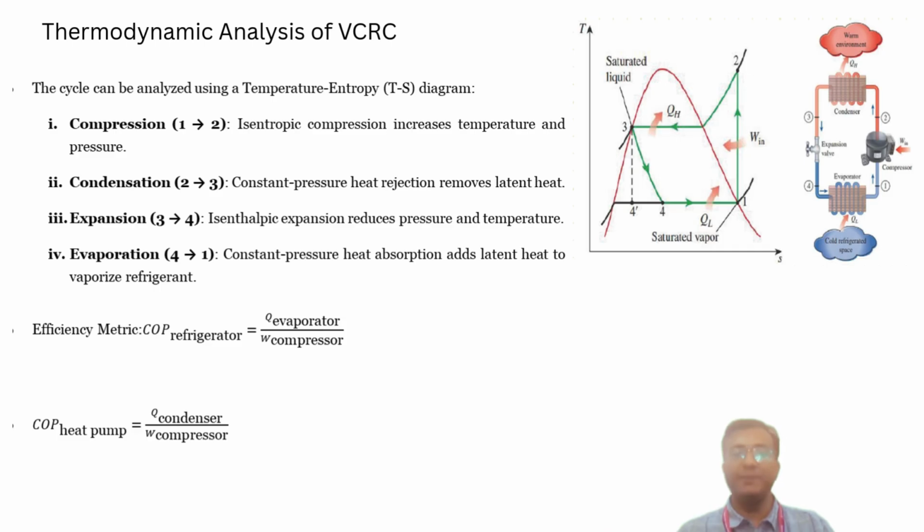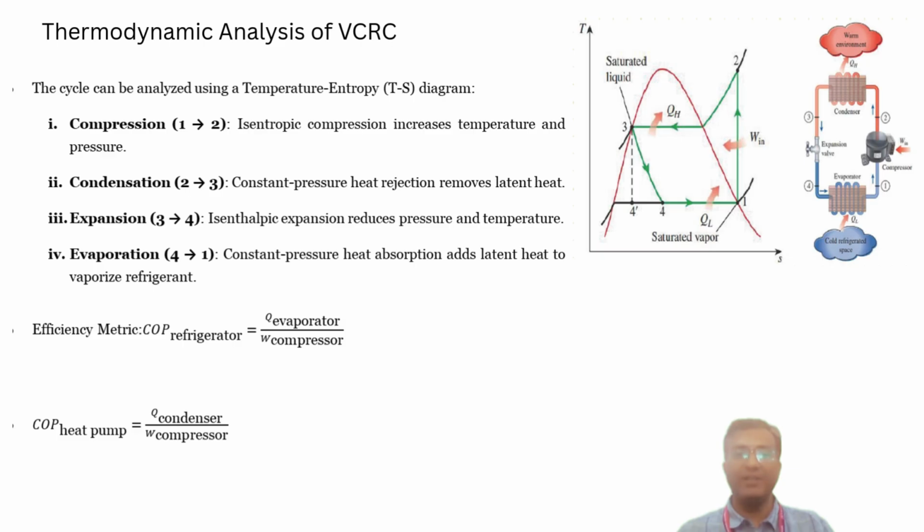The second is condensation, which is 2 to 3. In the condenser, the refrigerant rejects heat to the surroundings at constant pressure. It cools from superheated vapor to a high pressure liquid, losing latent heat. On the TS diagram, this is a horizontal line showing the heat loss.